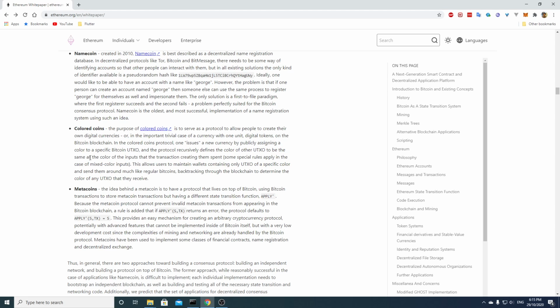So colored coins now. The purpose of colored coins is to serve as a protocol to allow people to create their own digital currencies, or in the important trivial case of a currency with one unit, digital tokens on the Bitcoin blockchain.